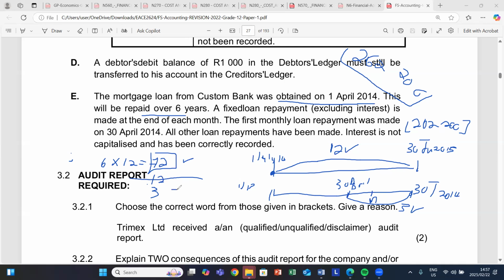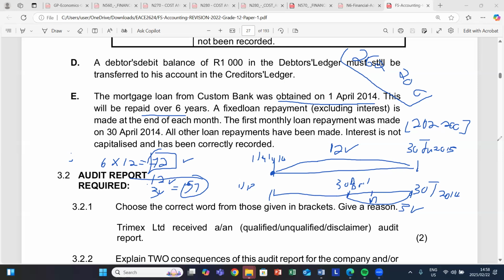We get 57. 72 represents the months in which you're supposed to repay our loan. We already paid 12 months and also we paid 3 months, hence I'm minusing it. When I minus them, I get 57. These are the months in which I still have to pay, the months remaining before I can wrap up my loan of 262,200.